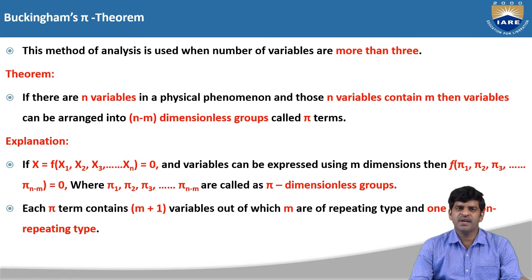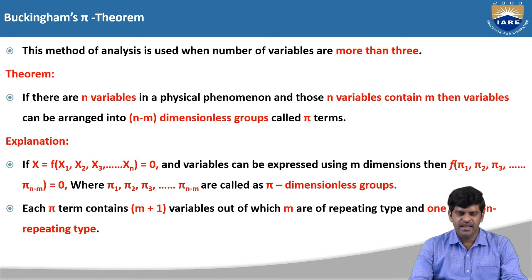Now what does the Buckingham pi theorem state? For example, if there are n variables in a given physical phenomenon, meaning in the given question, if there are n variables and those n variables contain m variables that are the basic fundamental quantities, then those n variables can be arranged into n minus m dimensionless groups.